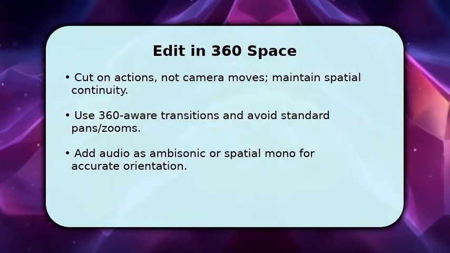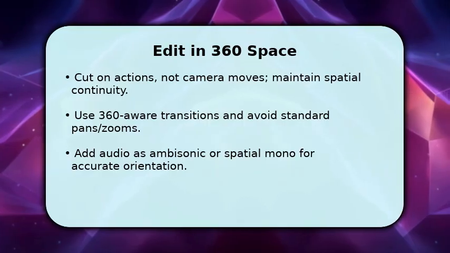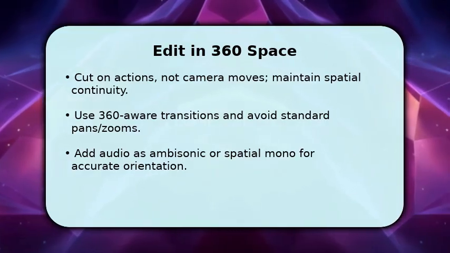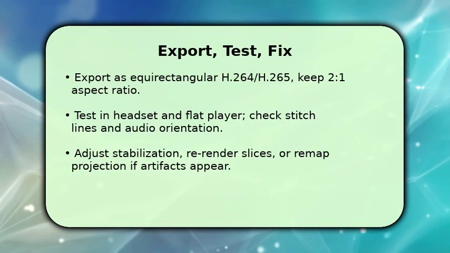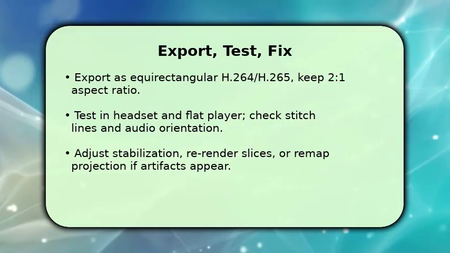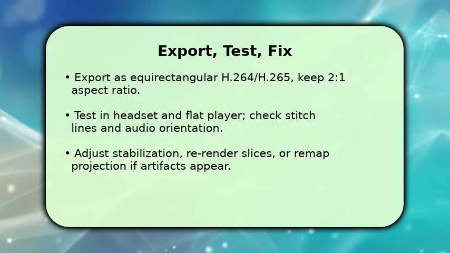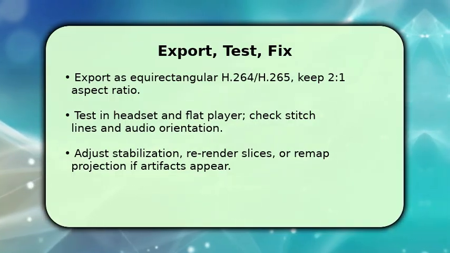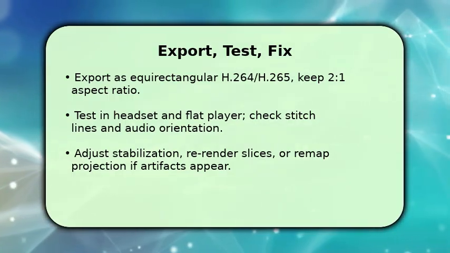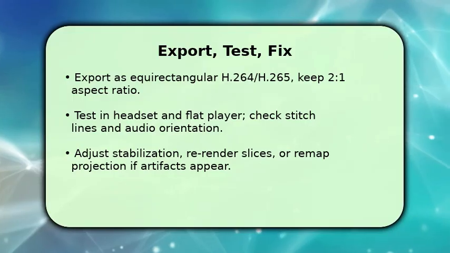You finish by exporting an equirectangular master using H.264 or H.265, keeping the 2:1 aspect ratio and original resolution to retain detail. Once exported, test the file in a headset and in a flat player to inspect stitch lines, exposure shifts, and audio orientation.